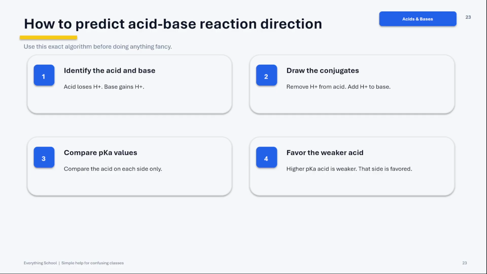Step 3. Compare pKa values. Compare the acid on each side only. Step 4. Favor the weaker acid. The higher pKa acid is weaker, and that side is favored. This algorithm is meant to keep you from guessing. If you follow these 4 steps, most beginner acid-base direction problems become much more organized.